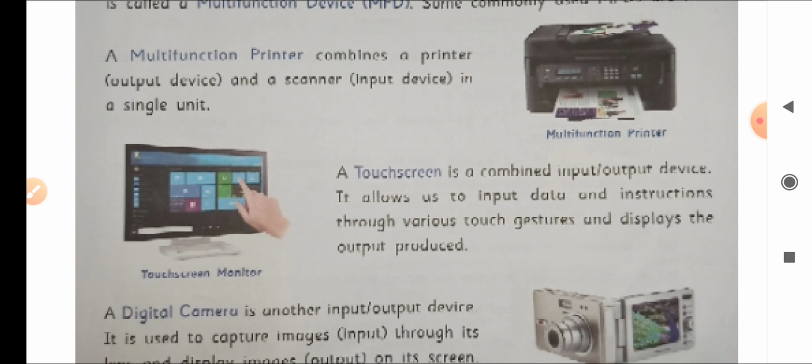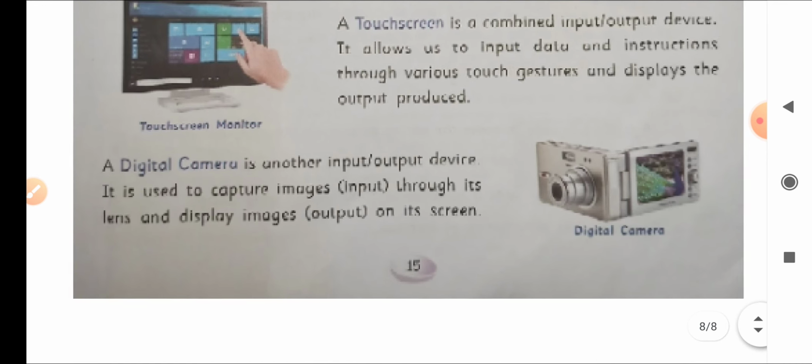Now the next one is a touch screen monitor. A touch screen is a combined input output device. It allows us to input data and instructions through various touch gadgets and displays the output produced. So in a touch screen, you give the input, you feed data, you give commands over it, and at the same time it displays the output also. So a touchscreen monitor is an example of a multifunction device.